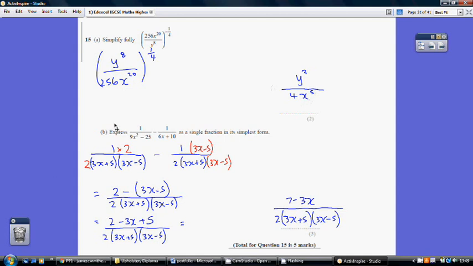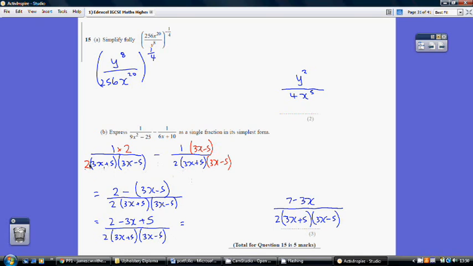Now for part B, start off by factorising the denominator of the 2 terms. So 9x squared minus 25, well, this is a difference between 2 squares, so that's 3x plus 5 and 3x minus 5. And then factorising this here, we get 2 lots of 3x plus 5. Now if we want to subtract fractions, we need a common denominator. So to get a common denominator, we're going to have all 3 of these terms in the denominator, but then also the missing part.